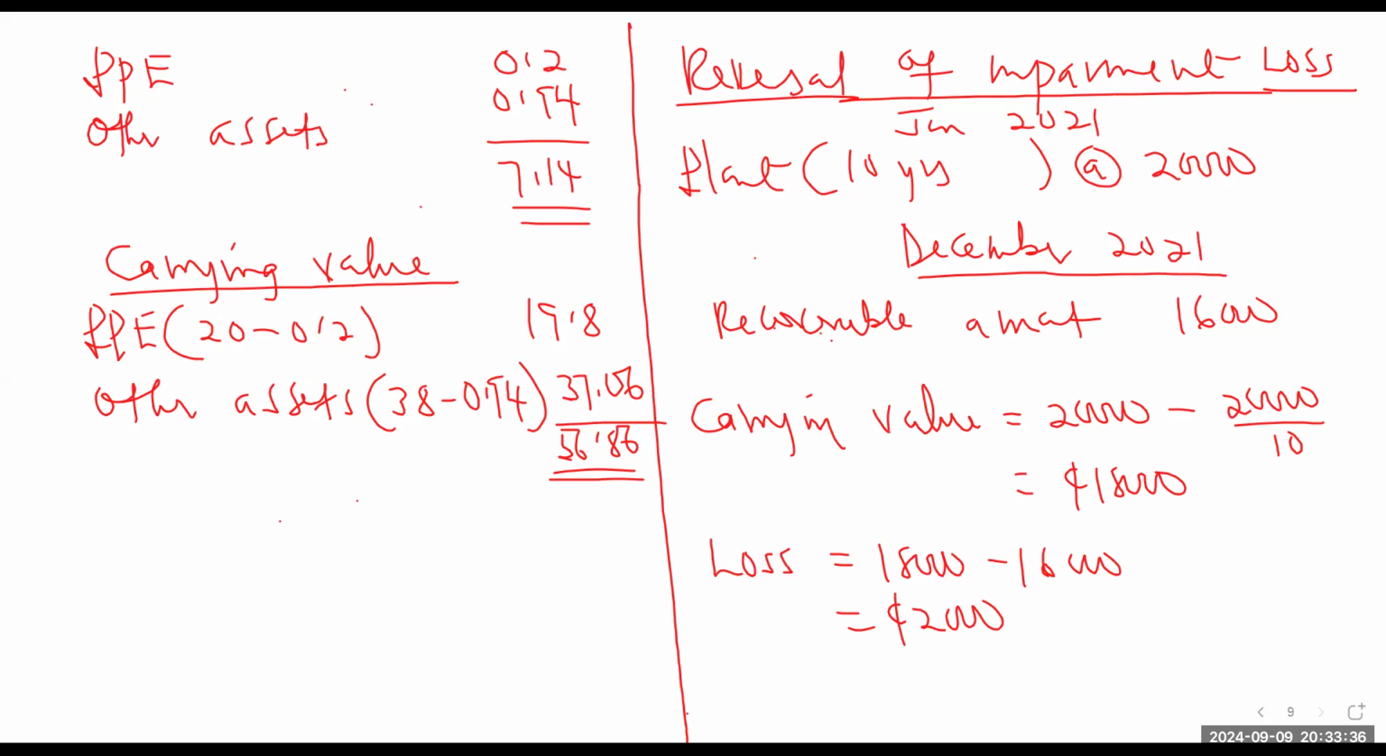Okay. So I don't want to get a decimal. So let me see whether 16,000 divided by 9 will give me a proper answer. No. Let's assume that the useful life has now been revised to 8 years. At the end of the year, the useful life has been revised to 8 years, and the recoverable amount has been given to us as 16,000.